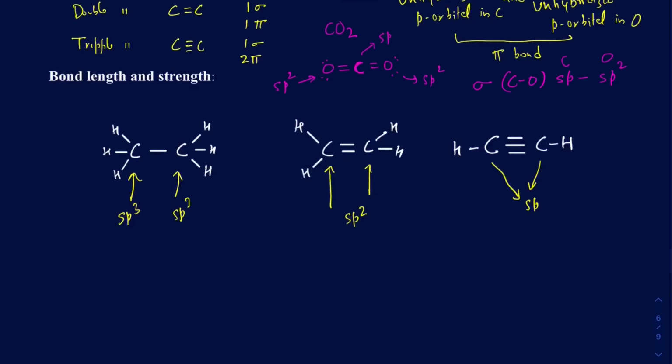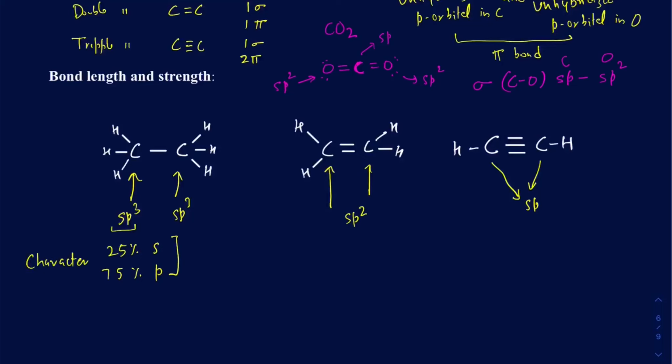Now also worry about the percent s character and p character in those different hybridizations. So if you have sp3, we're looking at 25% s character in that hybrid orbital and 75% p character in the hybrid orbital.